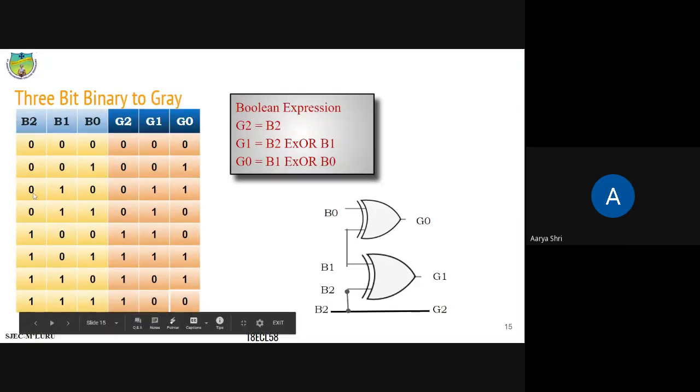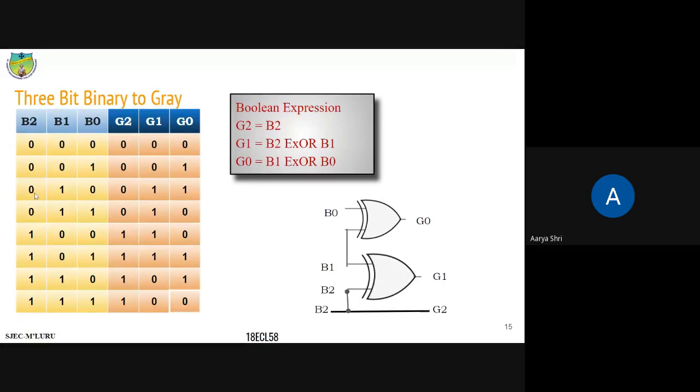Now let us consider one example where you are having the input as 0, 1 and 0. Then G0 will be equal to 1 XOR 0, that is 1. Then G1 will be equal to 0 XOR 1, that is again 1. And G2 is equal to 0.